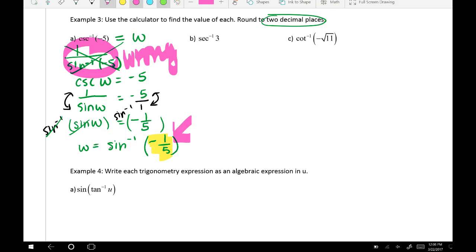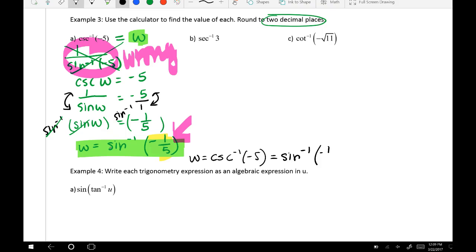So to get an answer for W, you need to punch this in. I'm going to wait on you. Can you please take out your calculator and punch it in? So W comes out to be what? Keep in mind, W was assigned to cosecant inverse of -5, which you are punching in as sine inverse of -1/5. All right, box it up. Make sure you give me 2 decimal places.